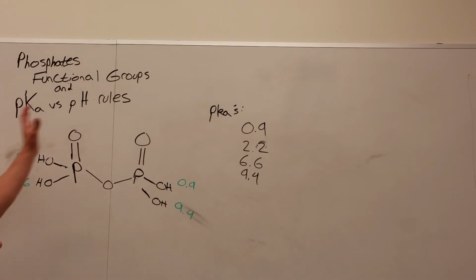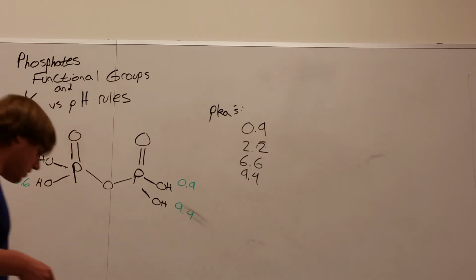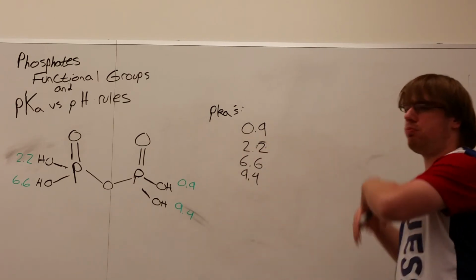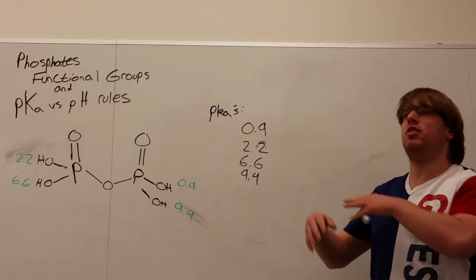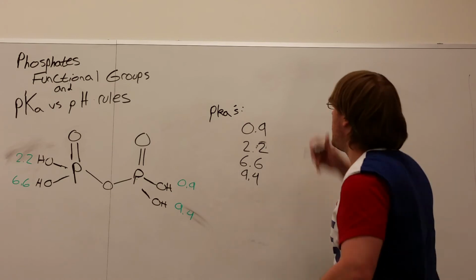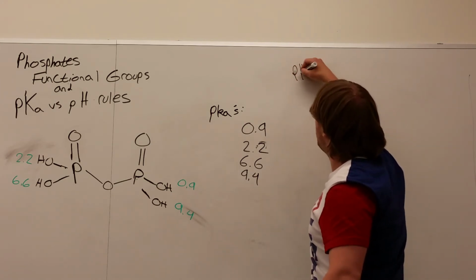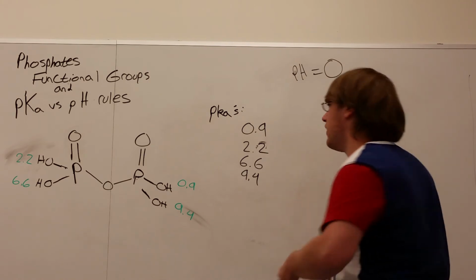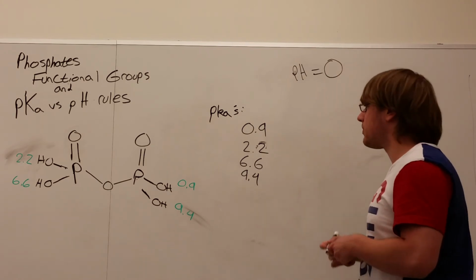Okay, so now I have 4 different pKa's. And now the question will be something like, we're going to take this molecule and plop it into a solution of given pH. Let's say we're starting at a pH of 0. So we're in a very, very acidic solution. A pH of 0 is a very acidic thing.